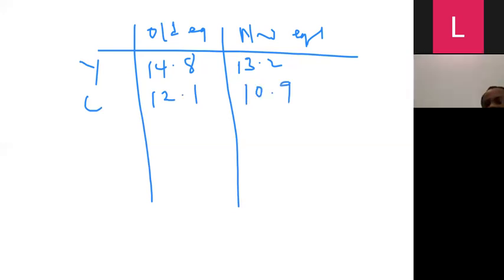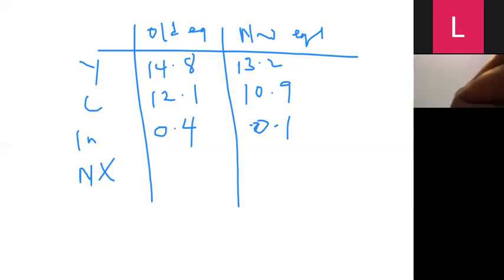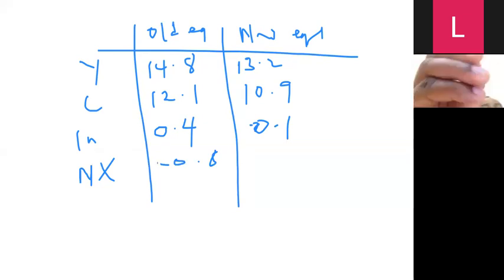You have investment, which was 0.4, and it has come down to 0.1. And our net export, which in the previous session we had -0.8, has reduced further to -1.3. So let's try to analyze it and see if this makes sense.